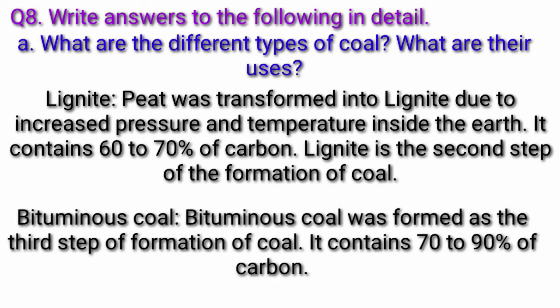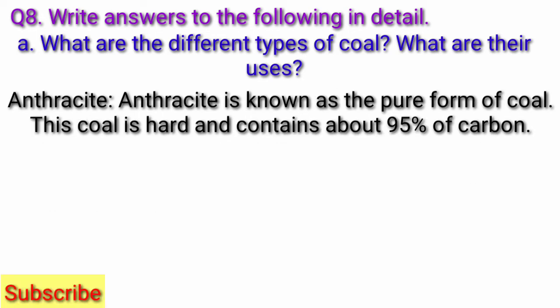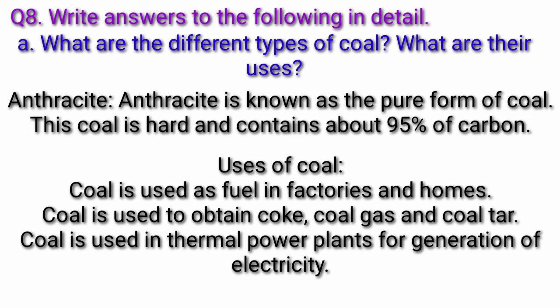Bituminous coal. Bituminous coal was formed as the third step of formation of coal. It contains 70 to 90% of carbon. Anthracite. Anthracite is known as the pure form of coal. This coal is hard and contains about 95% of carbon. Uses of coal. Coal is used as fuel in factories and homes. Coal is used to obtain coke, coal gas and coal tar. Coal is used in thermal power plants for generation of electricity.